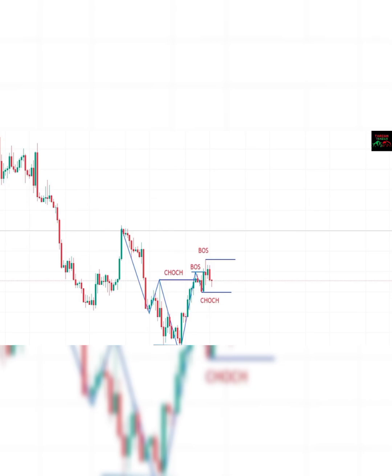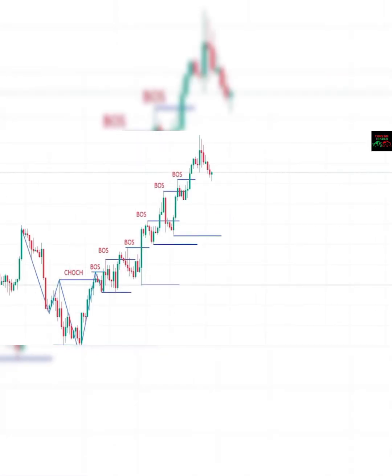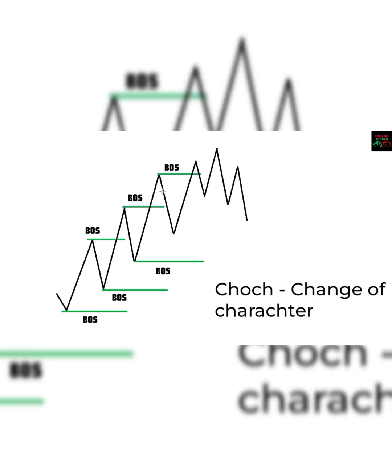In an uptrend, as you can see, new higher highs and higher lows form. That's why a BOS only appears when price breaks a swing high. When price breaks the other way, we get a new concept, CHoCH. CHoCH stands for change of character, meaning a shift in market sentiment. In simple terms, it's a break of structure in the opposite direction, against the prevailing trend.